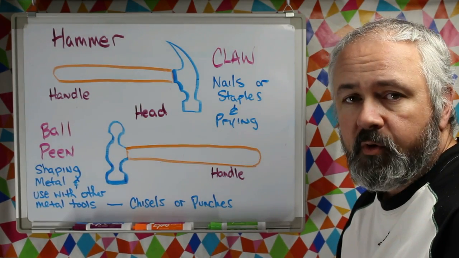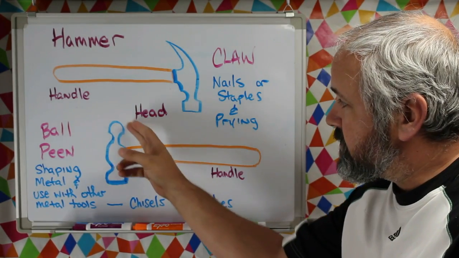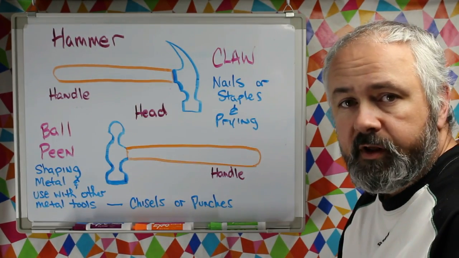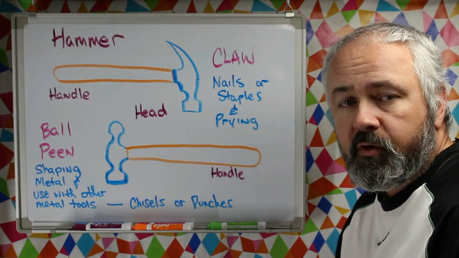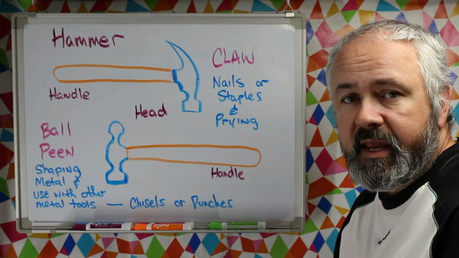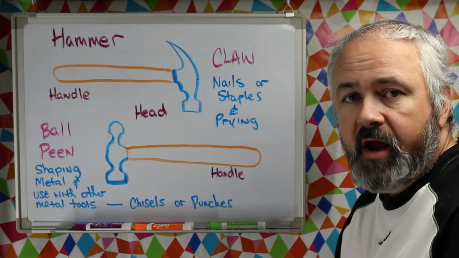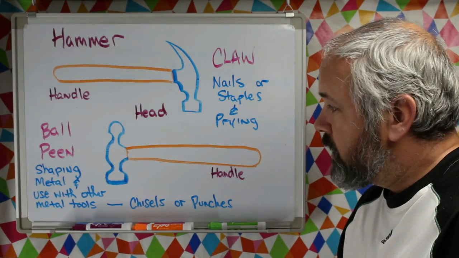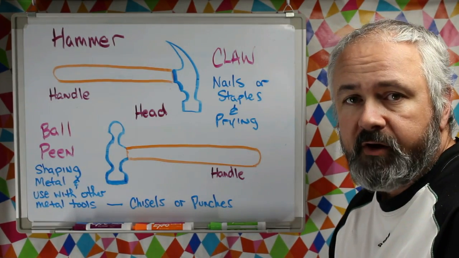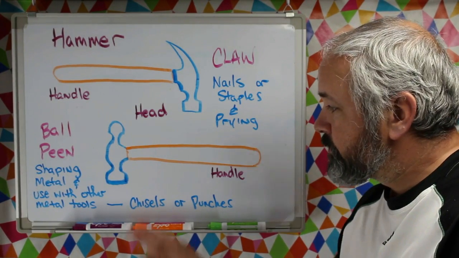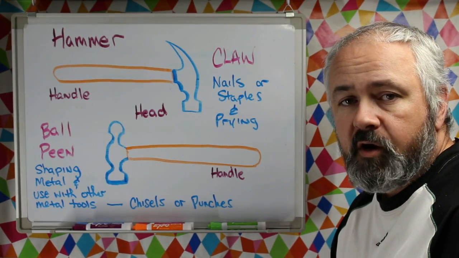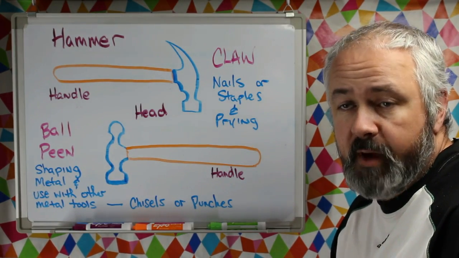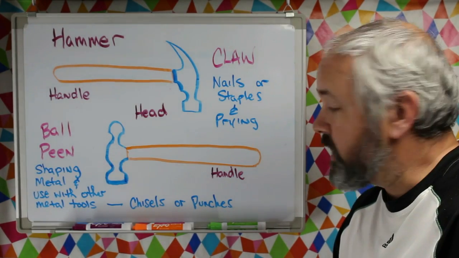The ball peen hammer, on the other hand, has this distinctive ball shape on the end of its head, and that is used for shaping metal. The term peening comes from rounding off or shaping, and it is used for rounding off the heads of rivets. The striking surface of the ball peen hammer can also be used with other metal tools such as punches and chisels.